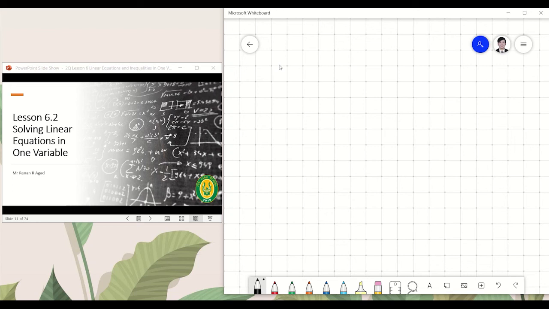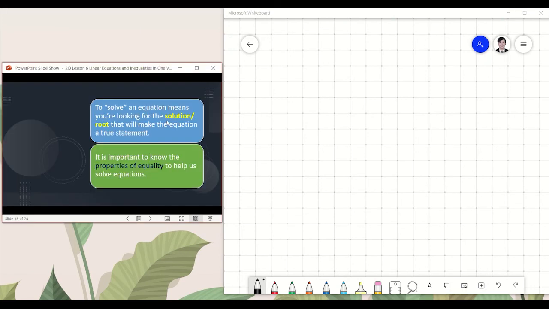Hello everyone. This time we will learn about solving linear equations in one variable. So when you're asked to solve an equation, it means that you're looking for the solution or root that will make the equation a true statement. We already defined from our previous lesson that the solution or root is the number that will replace the variable.